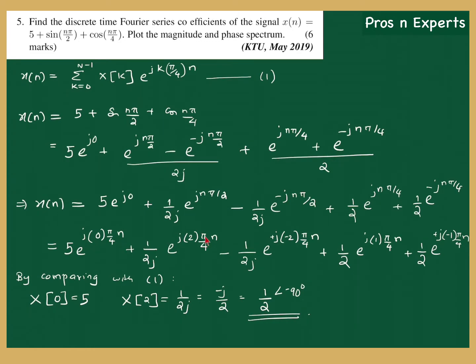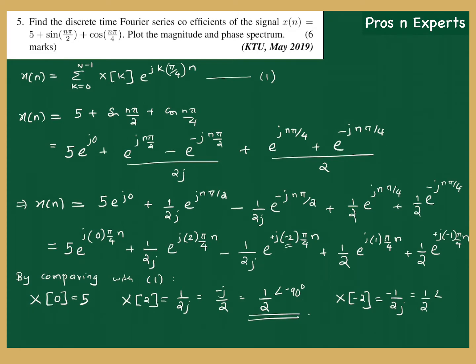So we have finished with the first two terms, and pertaining to the third term, what is x of k? X of k is minus 1 by 2j, and what is k? K is minus 2. So I can write x of minus 2 is equal to minus 1 by 2j. You cannot forget this minus sign. So minus 1 by 2j is equal to 1 by 2 angle, where the magnitude is 1 by 2 and the phase comes from minus 1 by j. Minus 1 by j means it is plus j.